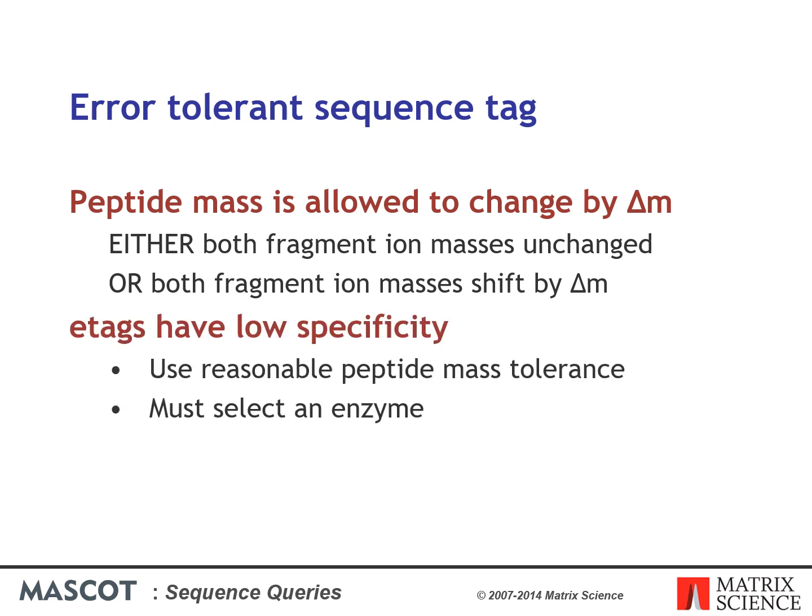So we cannot allow E-tag searches with very wide peptide mass tolerance, greater than 1% or greater than 10 Daltons, or with no enzyme specificity. The enzyme specificity in an E-tag search is never fully specific, in any case, because one end of the peptide can just extend until it finds a cleavage point.